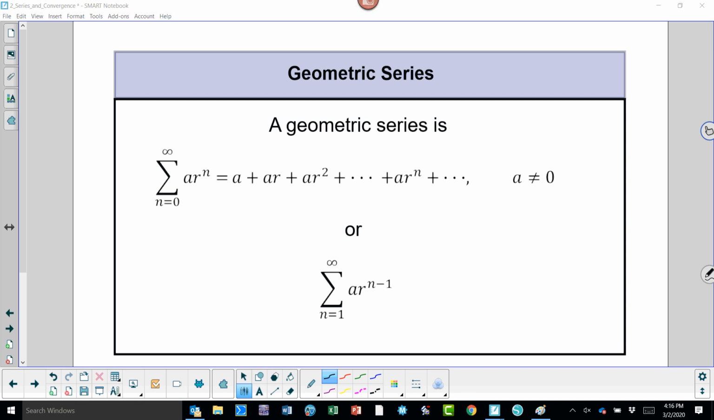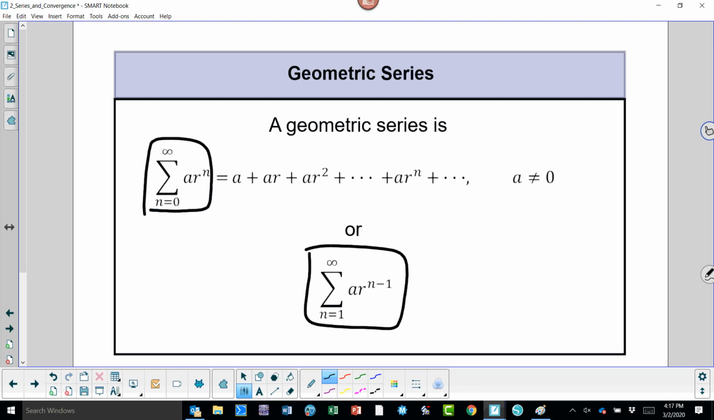So geometric means that each time to go from term to term, we're multiplying by r. So we'll have r, then r squared, then r cubed, and so on. We simply take the previous term multiplied by r. That gives us our series, and this is what it looks like. Or this way, it doesn't matter whether you start at 0 or 1.